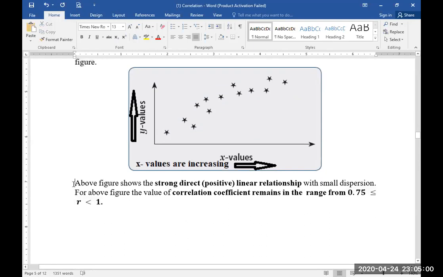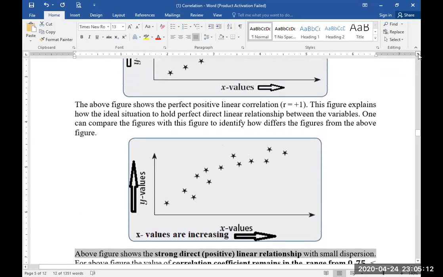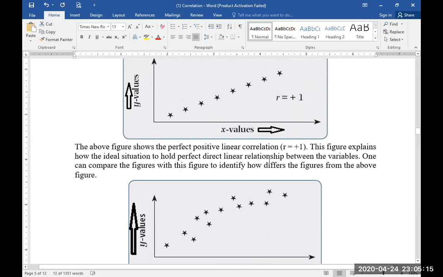The above figure shows the strong direct positive linear relationship with small dispersion. See students, if we compare the figure we studied earlier and this one, there is a small dispersion. But see here, what is the discipline between the points of x and y? It holds the perfect or ideal situation. Now, the figure below differs from this ideal situation.